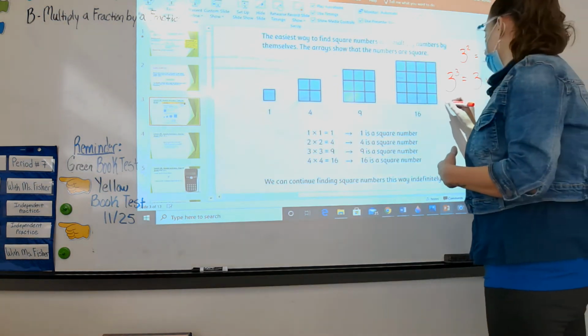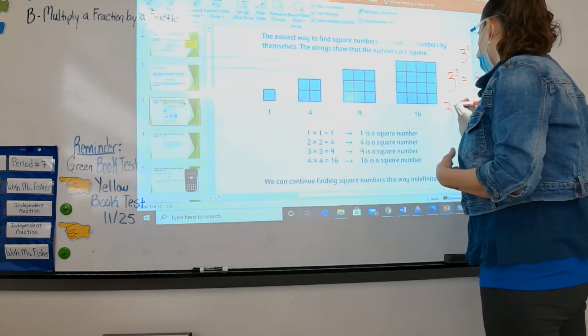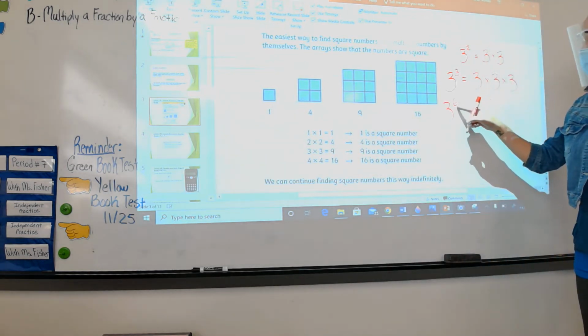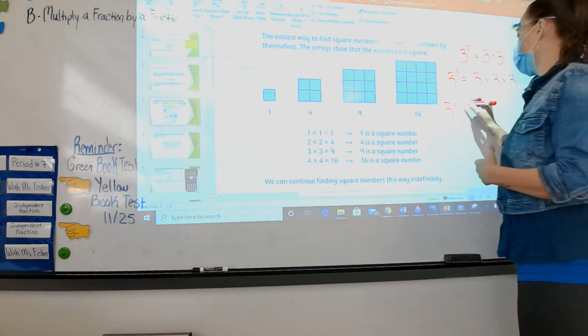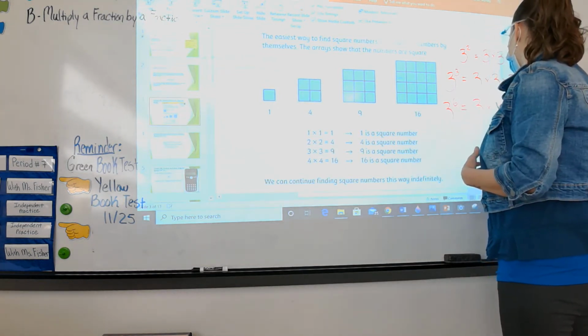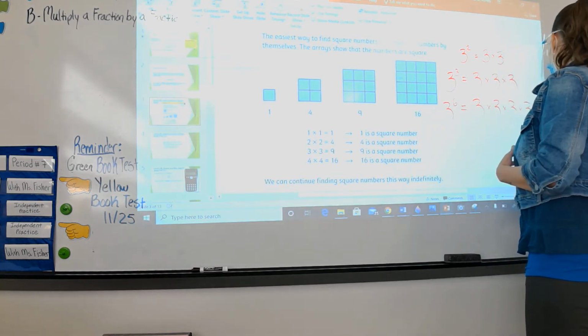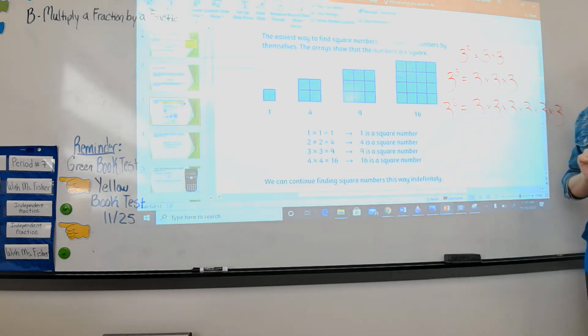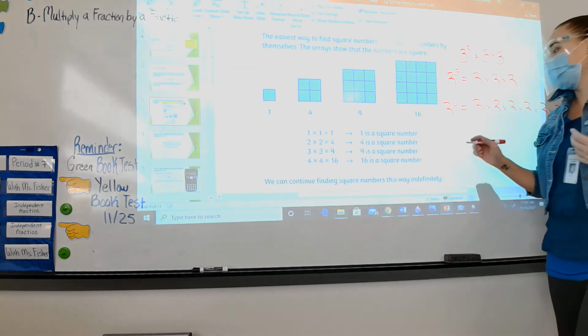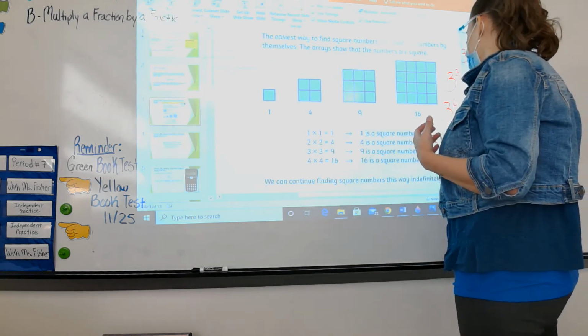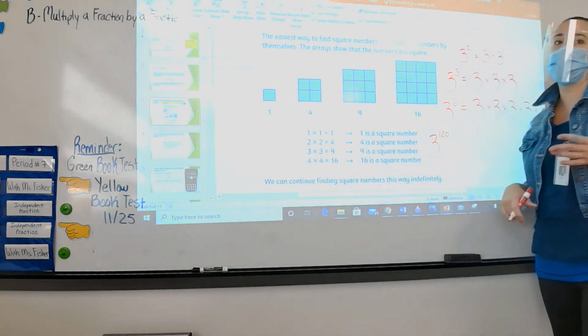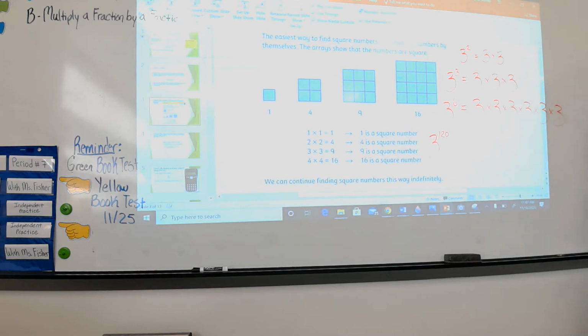If I had 3 to the 6th, that's really saying I have 6 3s, right? So I do 3 times 3 times 3 times 3 times 3 times 3. The problem comes when it's a really big number. If I said 3 to the 120, we're not doing that. The calculator needs to do that. But you have to understand what this means.